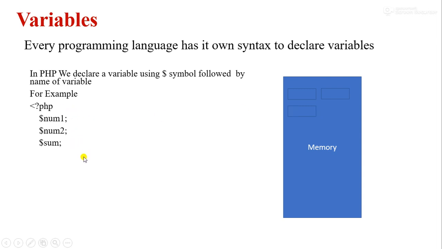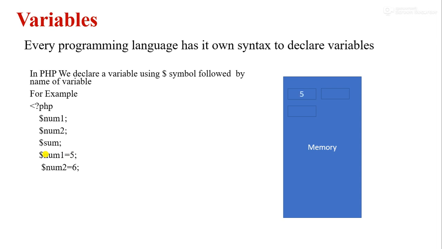So this is the declaration part. While declaring the variables, the system or compiler creates the three storage locations. After declaring the variables, we need to assign the values. To assign a value to a variable, we simply use the assignment operator. So we are assigning the value 5 to num1, then we are assigning 6 to num2.